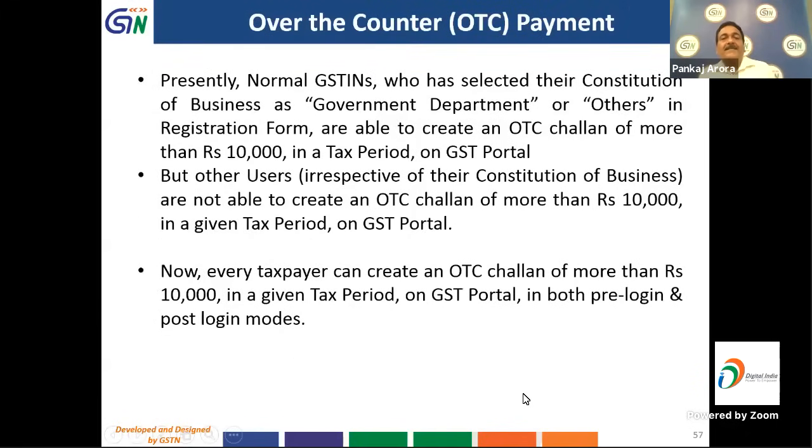Another important thing is that earlier, for taxpayers not falling under the government department category, there was a restriction on making tax payment under the over the counter category. Earlier there was a limit of rupees 10,000 for making an over the counter challan in a tax period. Now that limit has been removed. Now all taxpayers, irrespective of their category, can create an over the counter challan of more than rupees 10,000 in a given tax period on the GST portal, and can deposit GST exceeding rupees 10,000 in cash in any bank using the OTC facility, the over the counter challan facility.